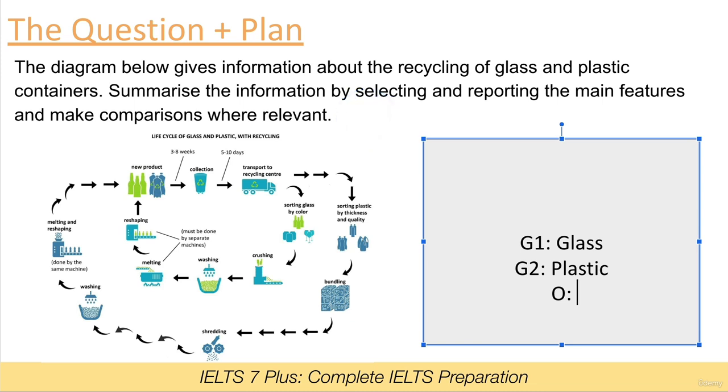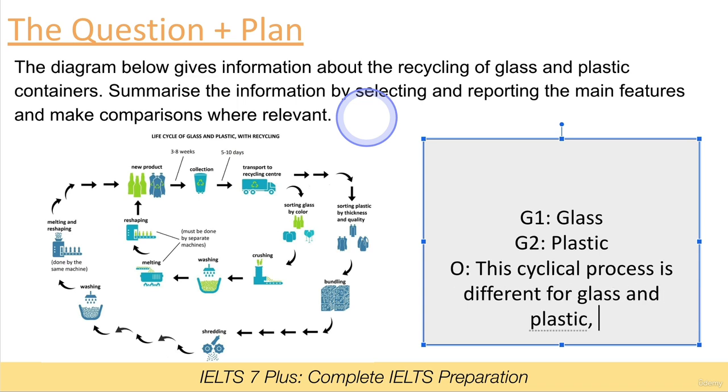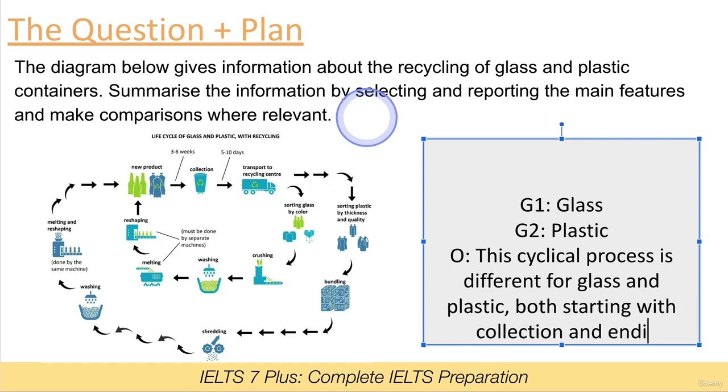And the overview, then we're going to put together our questions that we've just been thinking about. So this cyclical, dual process, that means two, or maybe the cyclical process for glass and plastic is different. Both starting with collection and ending with a new product.